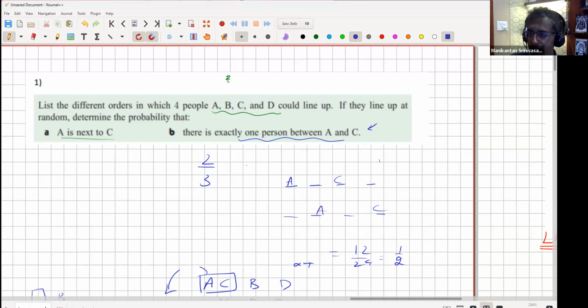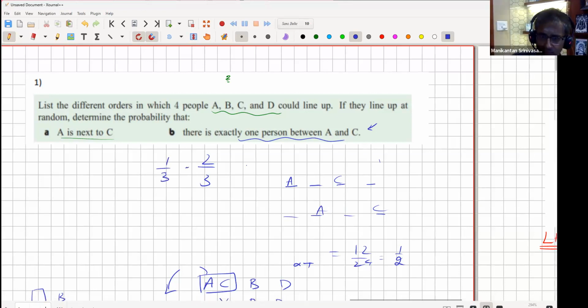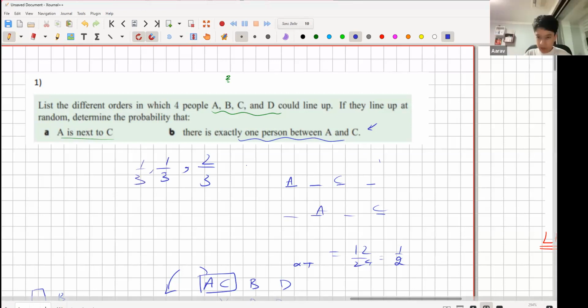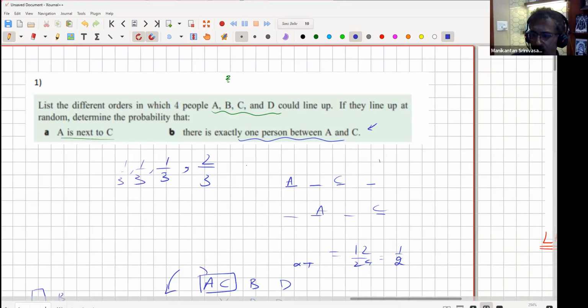I just want to go around and check. Others got 2 over 3 or something else? Suhani, what did you get? I got 1 over 3, but I'm not actually sure how to do it. Any other answers? Navya, what did you get? I did the same method as Arav, but I got 1 by 3. You got 1 by 3 as well. So multiple people got 1 by 3. Okay, let's discuss again.